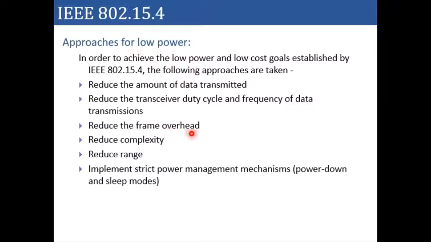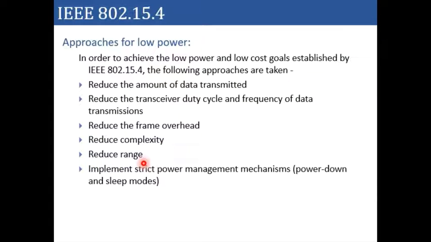Then reduce the frame overhead. That's why in 802.15.4 we talk about only the media access control as well as the physical layer control. When you have fewer layers, the frame overhead will also be less, and in that case the amount of data to be transmitted will also be less. Then reduce the complexity, meaning in 802.15.4 the complexity of the MAC layer is reduced with minimal required functionalities.